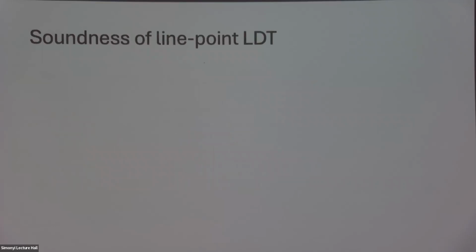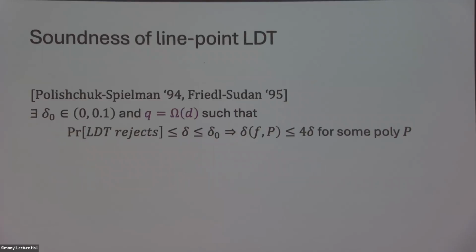More precisely, this is the statement of the combination of Polishchuk-Spielman and Friedl-Sudan. It's exactly the same statement we had before, except that now Q is omega of D. And notice that for this setting of parameters, you need the Schwartz-Zippel bound to hold good. So D by Q should be at most a small number, and that's the only requirement you have on Q versus D.